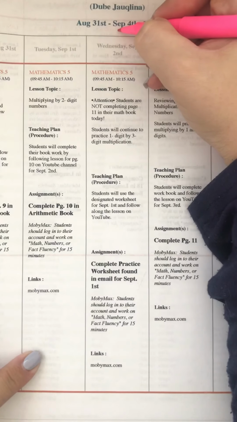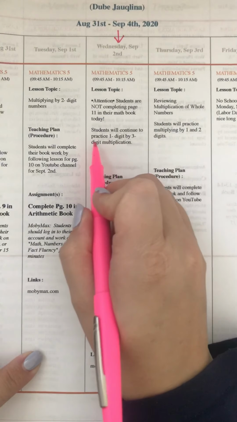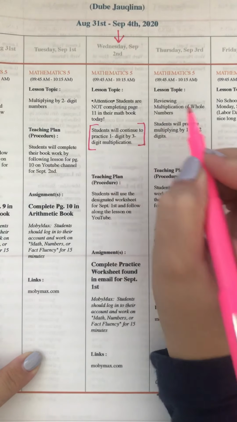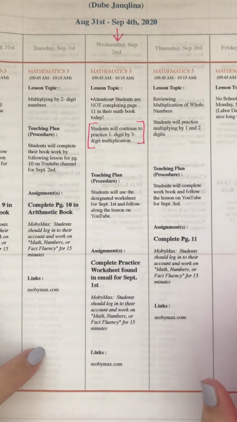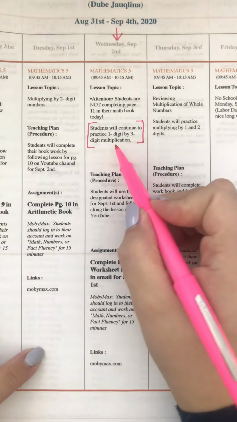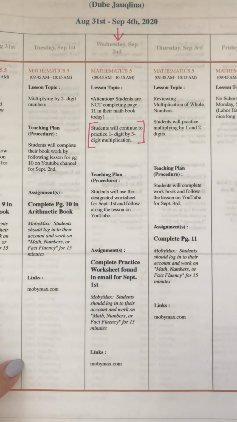So take a look at your plan here for Wednesday, September 2nd. And notice that you're going to do the practice sheet that is 1-digit by 3-digit multiplication. So do not go on to page 11 today because page 11 is a brand new lesson. Once you finish with this page, you can move on to language.